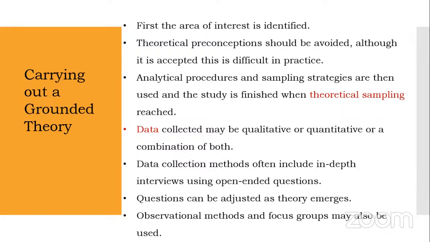Data collected may be qualitative or quantitative or a combination of both. Okay, so in the grounded theory approach, we can be including textual data, we can be including video recordings, we can be including archival data, some list of certain events, etc., etc. All these things can be combined together as our source of data in grounded theory research. Okay.